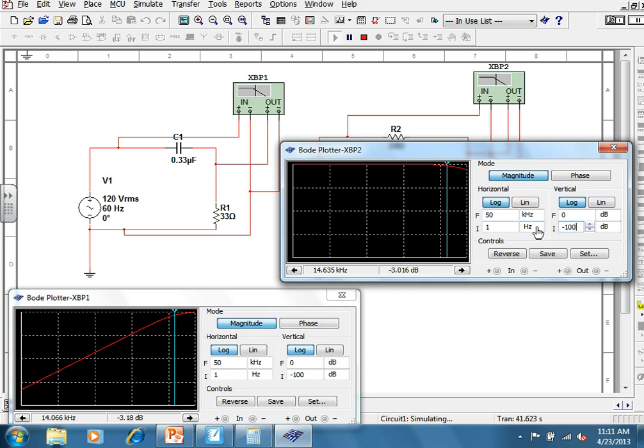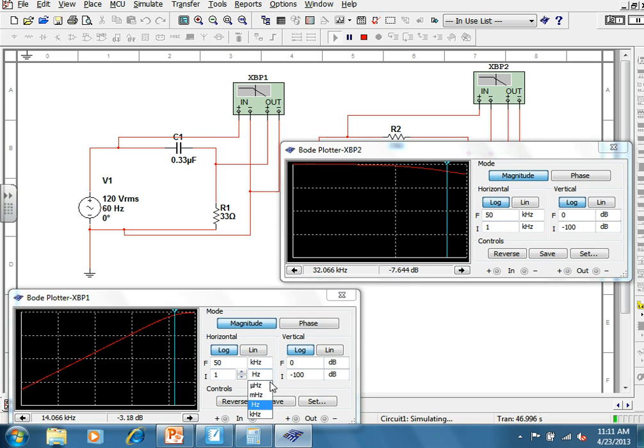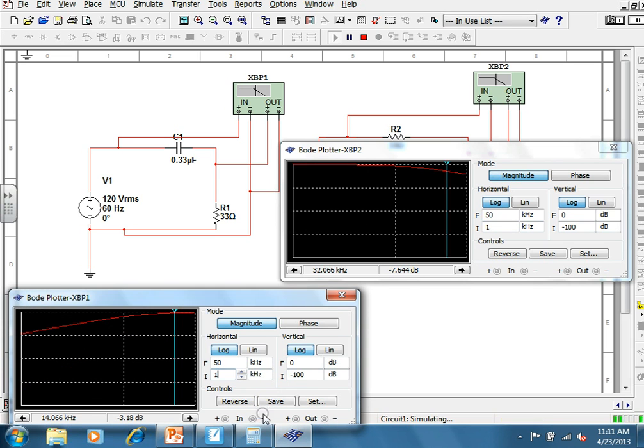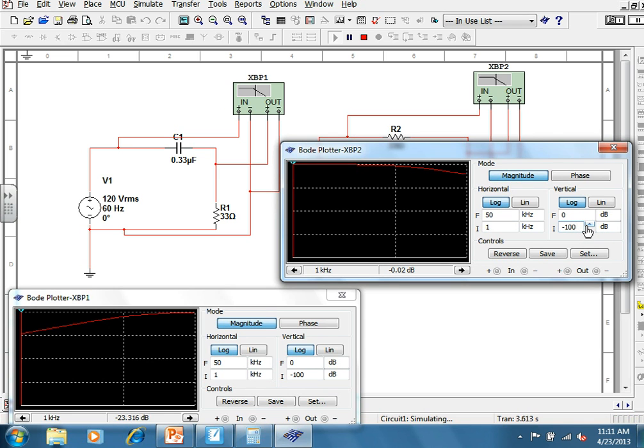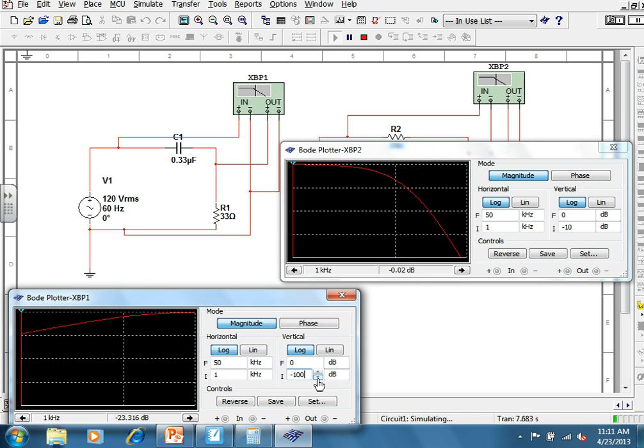Okay, and then we'll change this guy to 1K. And this guy to 1K. And oh, that looks good. We'll change this guy to 10. Oh, that's much better. Much better curve. I'm going to change that guy to 10. All right, there we go.